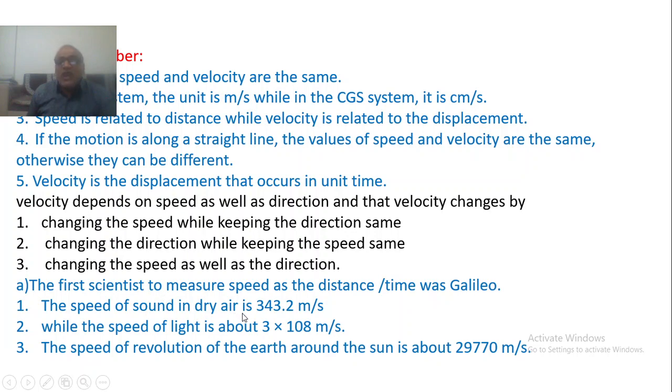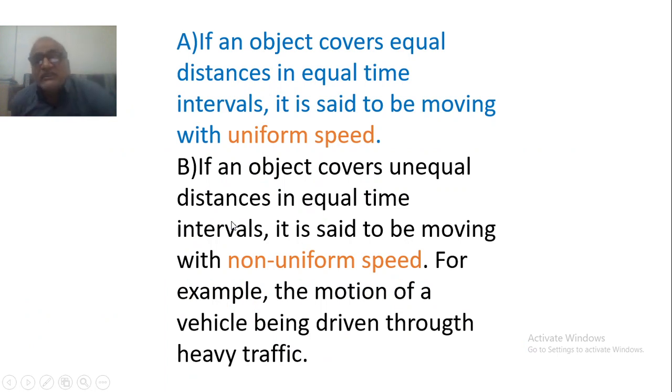The speed of sound in dry air is 343.2 meters per second, and that of light is 3 into 10 raised to 8 meters per second. The speed of revolution of the earth around the sun is 29,770 meters per second. If an object covers equal distance in equal time intervals, it is said to be moving with uniform speed.